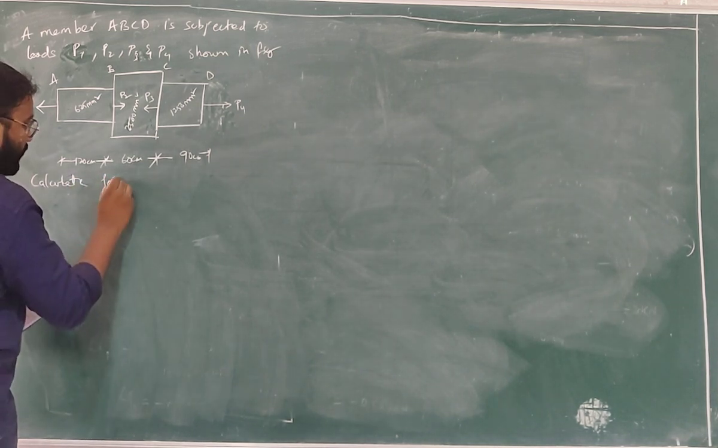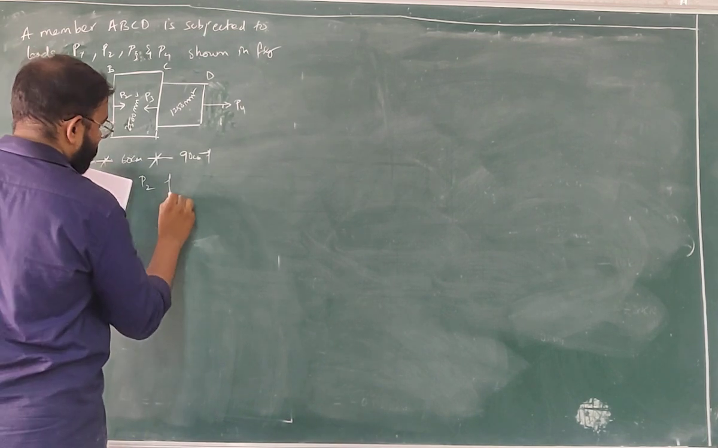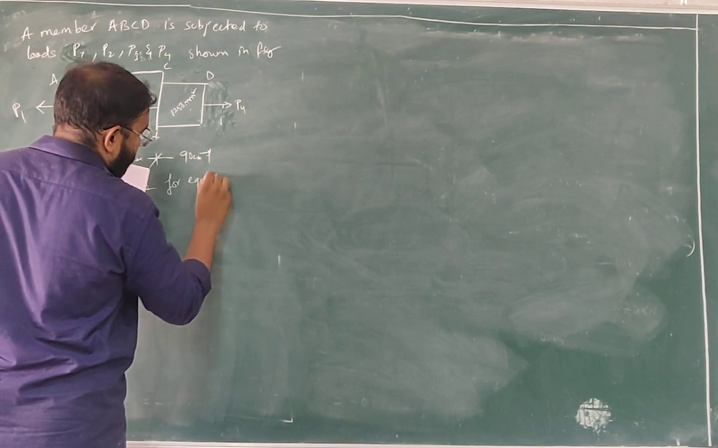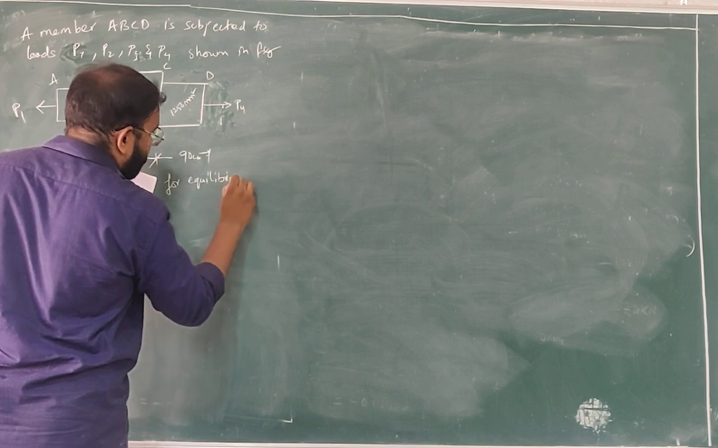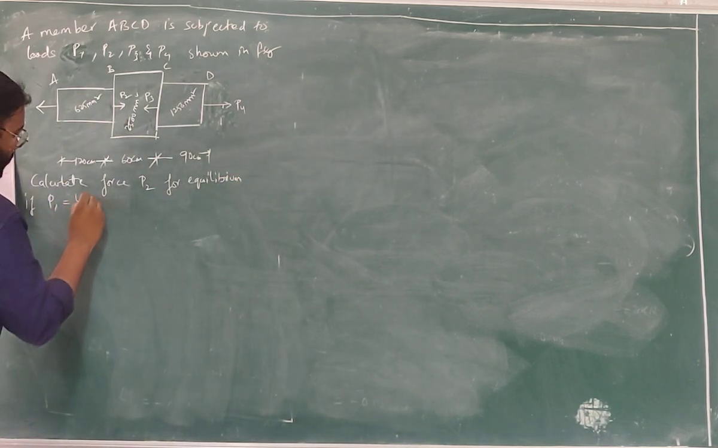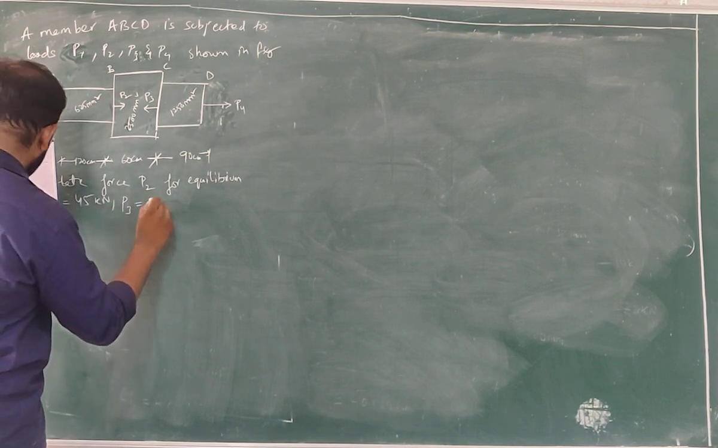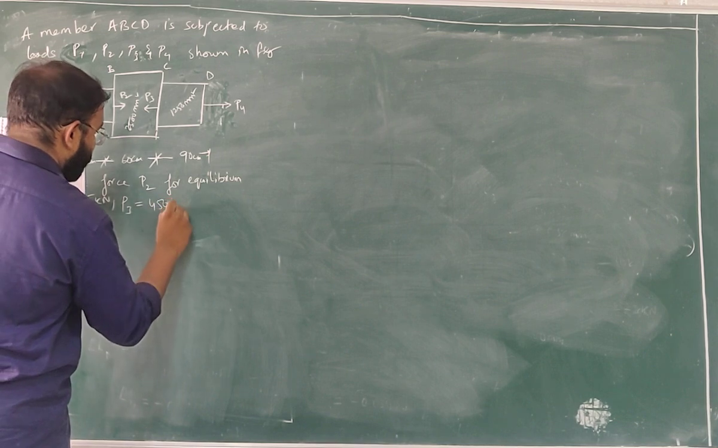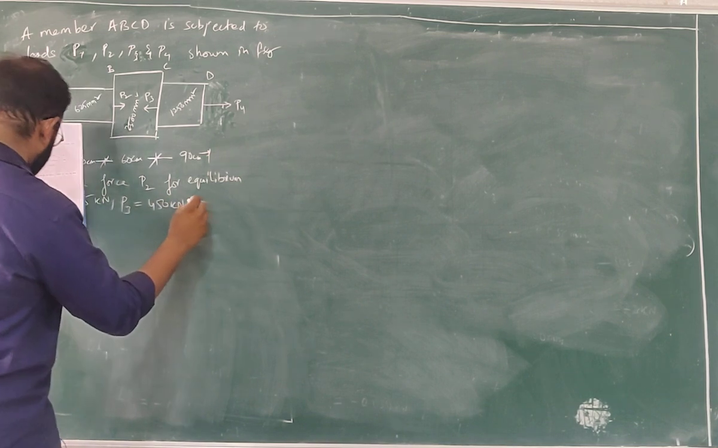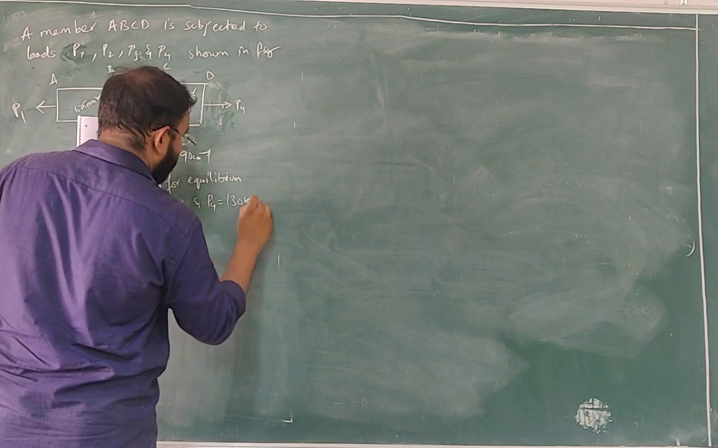Calculate force P2 for equilibrium if P1 is equal to 45 kilonewton, P3 is equal to 450 kilonewton and P4 is 130 kilonewton.